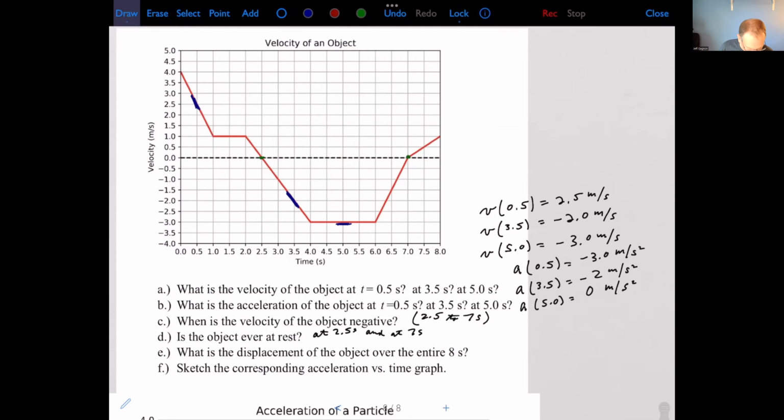Okay, what is the displacement of the object over the entire 8 seconds? All right, so now to figure out displacement, I need to calculate the area underneath this velocity versus time graph. Because these are just lines, I can make nice, easy figures of triangles and rectangles. This would be more complicated if you had a more complicated function. You might have to use calculus, or there are other ways of estimating it. But for us right now, we can just estimate it by calculating the area of known geometric figures, basically triangles and rectangles.